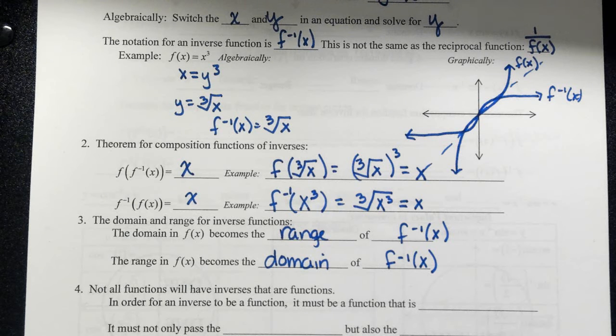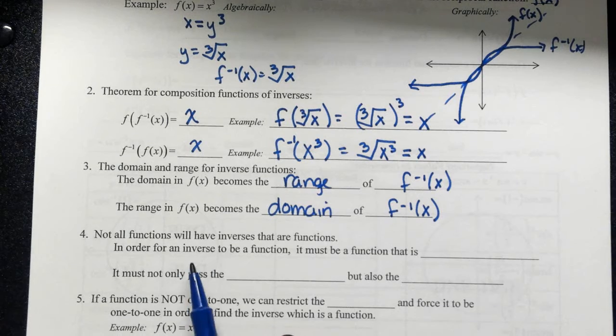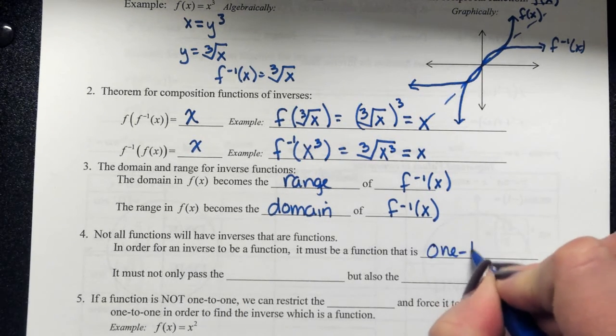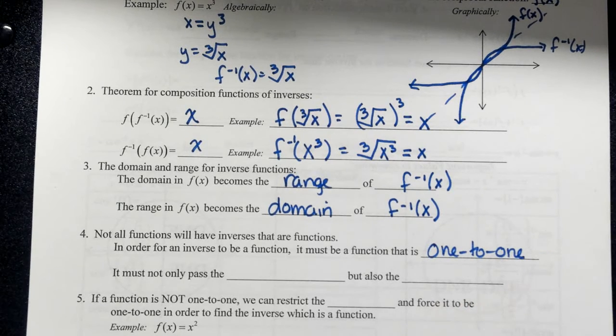So up till now, hopefully I haven't hit on anything that you haven't talked about from last year back in Algebra 2. Yes? This is where, depending upon your background, if you came from Algebra 2 honors versus regular Algebra 2, this may be a new piece for you if you had regular Algebra 2. Not all functions will have an inverse. So in other words, in order for an inverse to be a function, it must be a function that is one-to-one. So in regular Algebra 2, you guys did not talk about one-to-one functions very much.